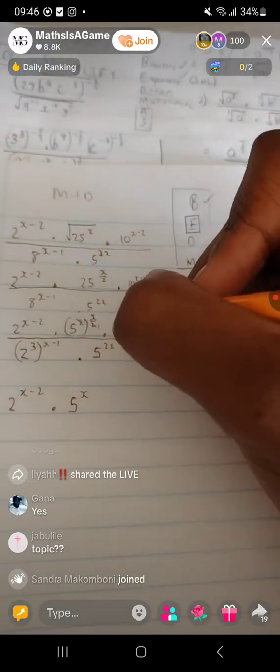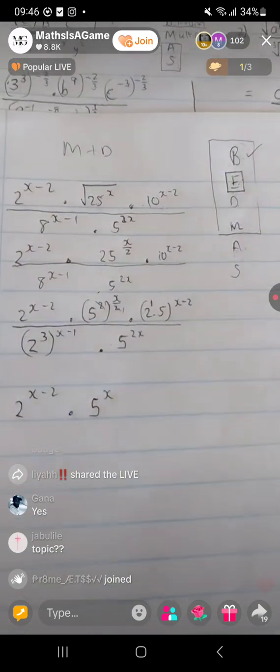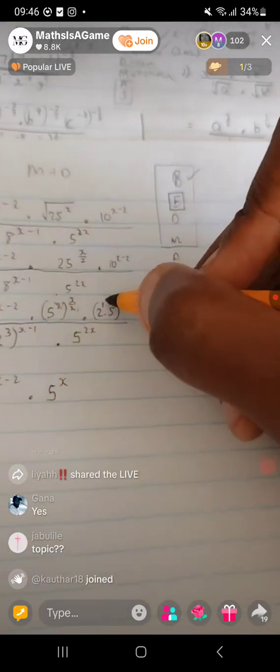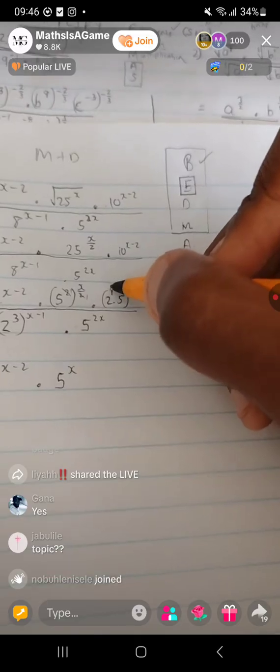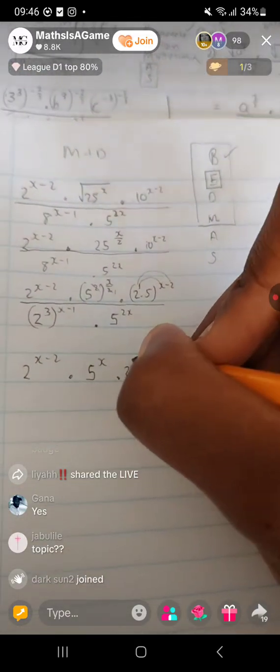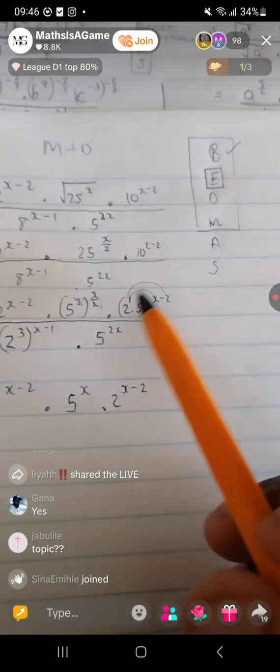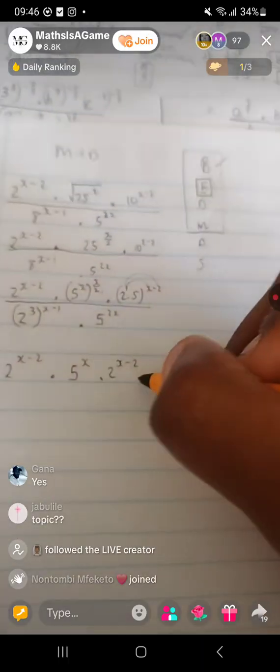Base 2, that's raised to the power 1. Remember, it's like God, unseen but present. So we are going to take this 1, distribute to the x, take the same 1, distribute to the negative 2. So we get 2 to the power x minus 2 as a result. 1 times x is x, 1 times negative 2 is negative 2.